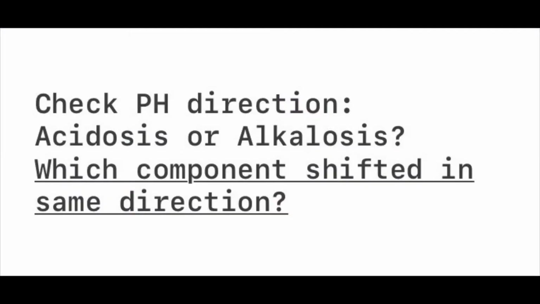Now, you can easily tell if there is acidosis or alkalosis by simply looking at the pH. Then decide if the shift in the pH is respiratory or metabolic. Whichever component has shifted in the direction of the pH will give it its name, respiratory or metabolic.